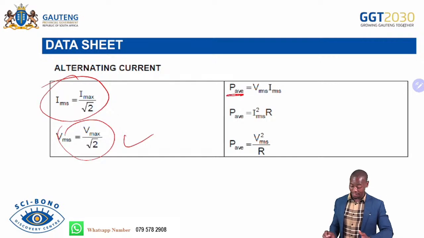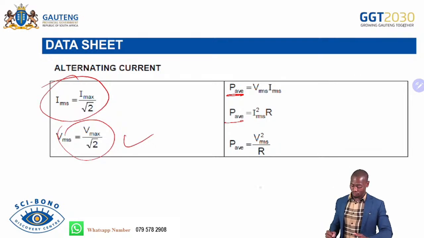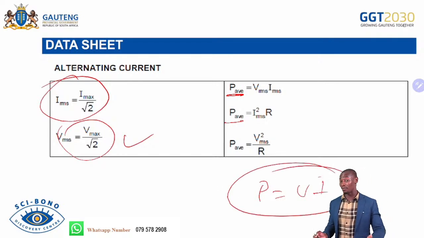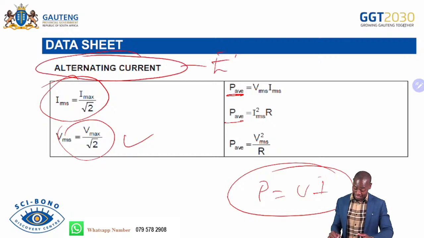Then average power is given by VRMS times IRMS. Average power is also given by I squared RMS times R. So P average is also V squared RMS over R. So these are the equations that you can use to calculate the average power. And please, learners, do not use P equals VI. P equals VI, we use when it comes to electric circuits. So these are the equations that you need to use under electrodynamics, the formulae for electrodynamics, learners.